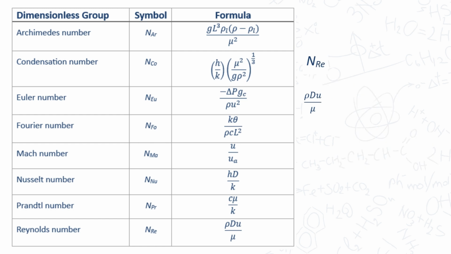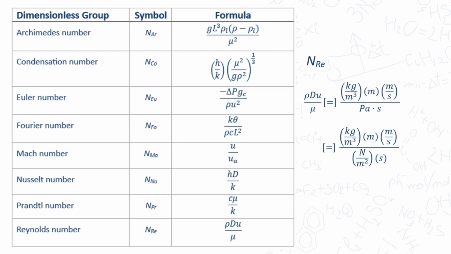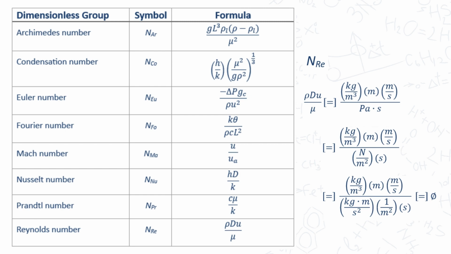Another example is the Reynolds number, the ratio between inertial and viscous forces. It will be widely used in MOMECHE, so keep this in mind. It is density times diameter times velocity over viscosity, and these are the corresponding units. And if you expand it further, you'll end up with this, which also ends up being dimensionless.